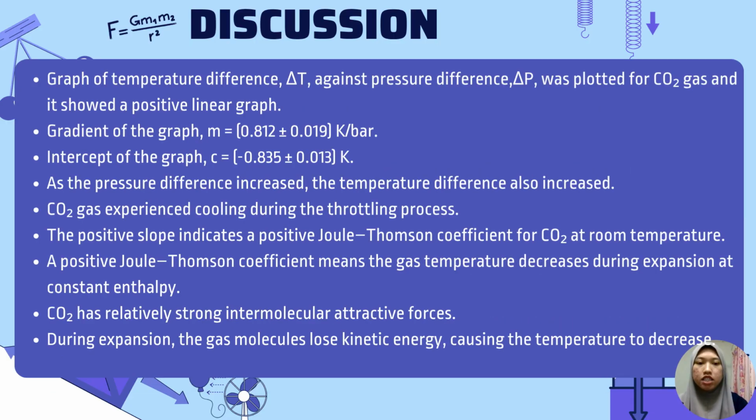For the first analysis, a graph of temperature difference against pressure difference was plotted for carbon dioxide gas. The graph showed a positive linear relationship where the temperature difference increased as the pressure difference increased. This means that carbon dioxide cooled during the throttling process. The positive slope also shows that carbon dioxide has a positive Joule-Thomson coefficient at room temperature. This means the gas temperature decreases when the gas expands at constant enthalpy.